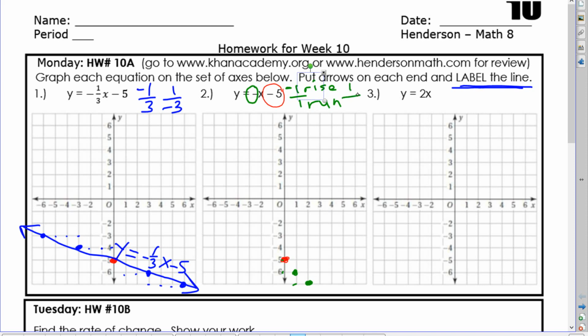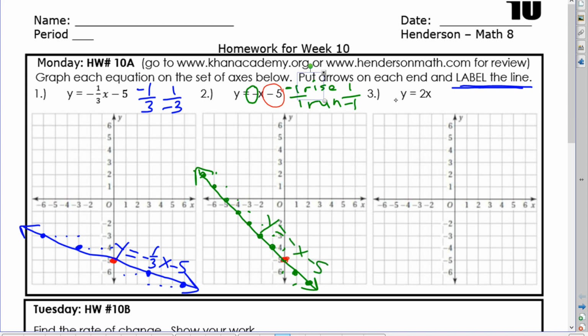Remember, you can put the negative sign in the numerator or put the negative sign in the denominator. If I put the negative in the denominator, I would rise positive 1, but run left. Up 1, left 1, up 1, left 1, and so on. Now you don't have to draw all of these points if you have a straight edge ruler. I don't have a ruler for my computer, so I'm going to draw as many points as I can to get it perfectly straight. Put arrows on both ends and label the line y equals negative x minus 5.